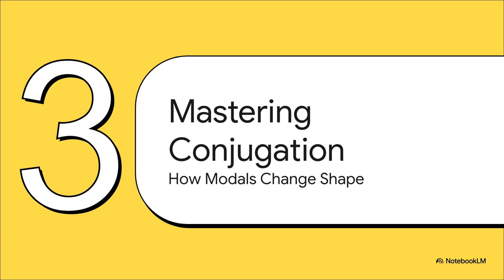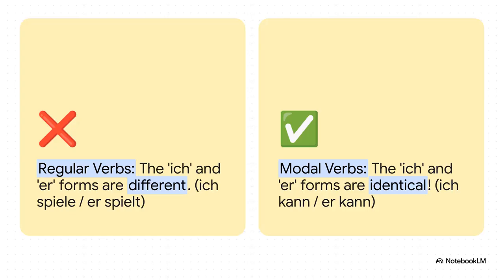All right, we've got the sentence structure down. That's huge. But now, we got to talk about the modal verb itself. Because just like other verbs, it has to change its shape to match the subject. But, well, modals are a little weird. They follow their own special pattern. And here's the absolute game changer. With a normal verb like spielen, the ich form is spiele, and the er form is spielt. They're different, right? But with modals, the ich form and the er form are exactly the same. So it's ich kann and er kann. Remembering this one little trick is going to save you so much trouble.